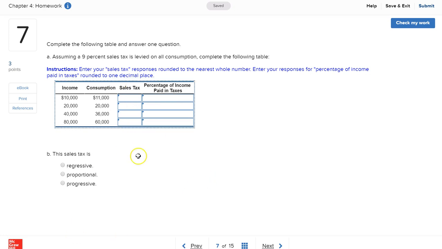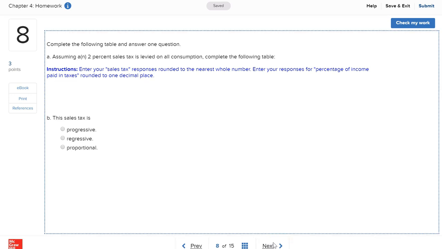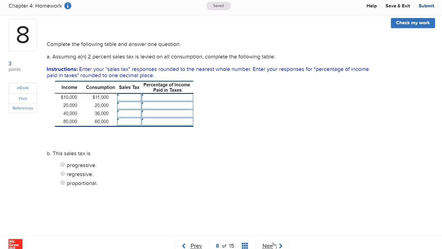And let's see, we can go to the next one. All right. The next one is the exact same setup. Again, you're going to have maybe different versions of this, but the same setup with a 2% sales tax. So it's good practice, and hopefully you find it pretty manageable. Once you have this set up, you should be in good shape.